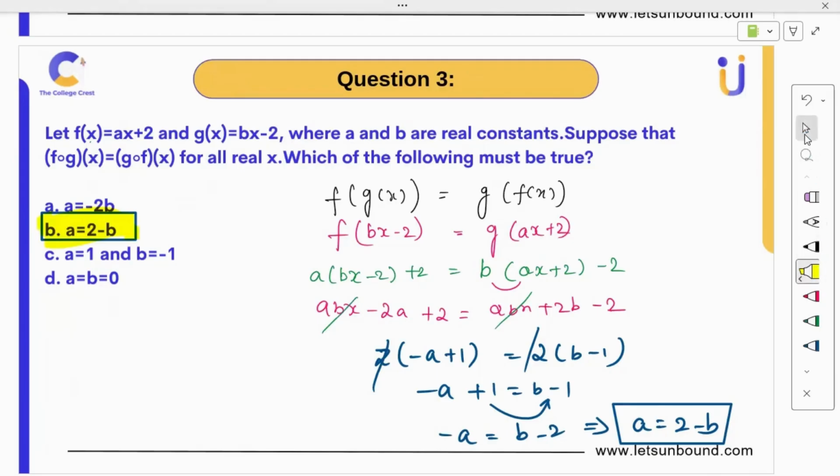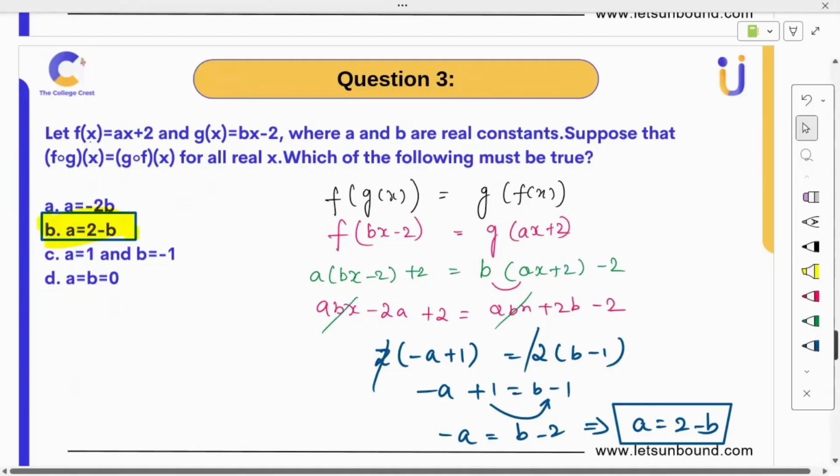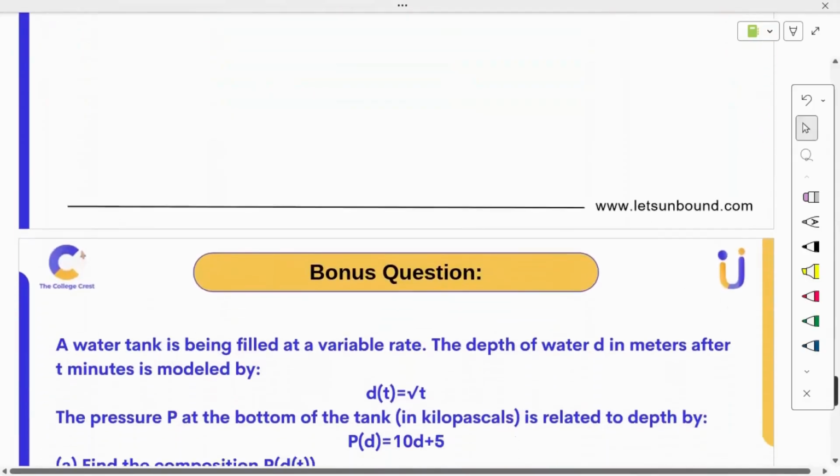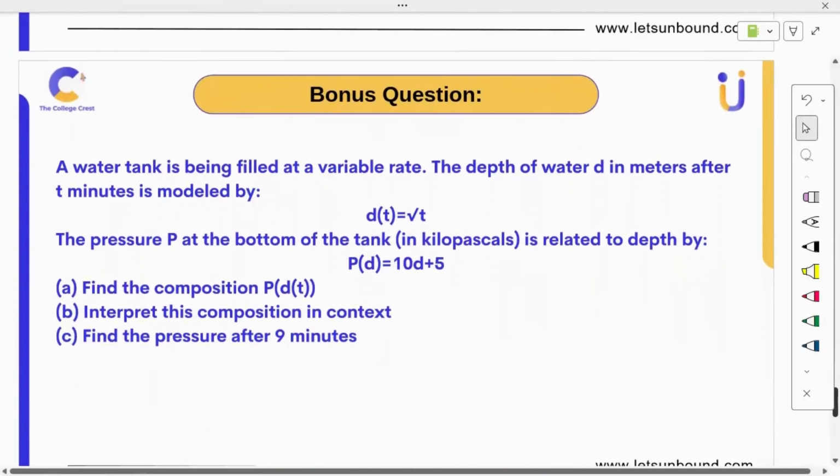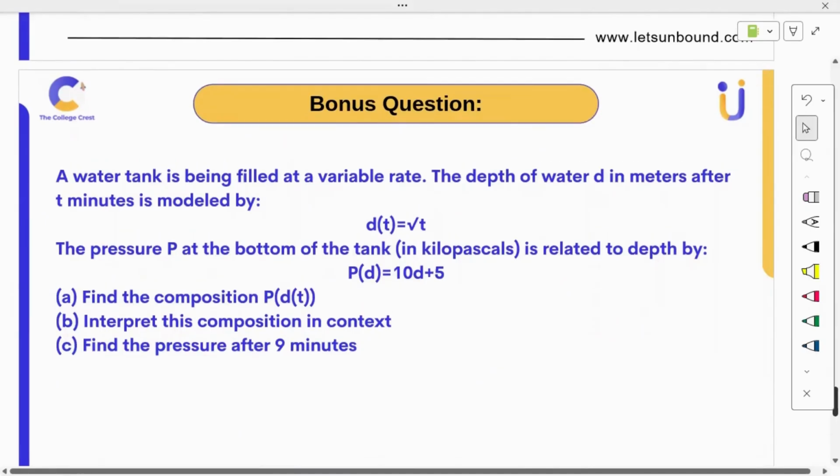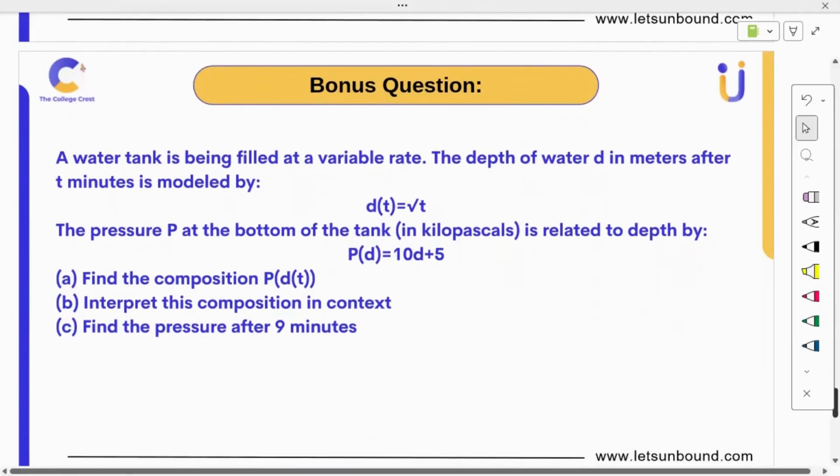That's it. And also, I have a bonus question for you. So take a screenshot of this. It's a simple modeling problem with composite functions, like a real-world problem. And we apply composition here, right? Very simple. And I hope you have taken the screenshot.